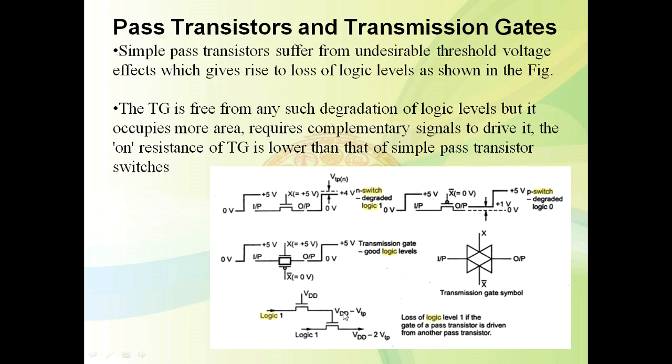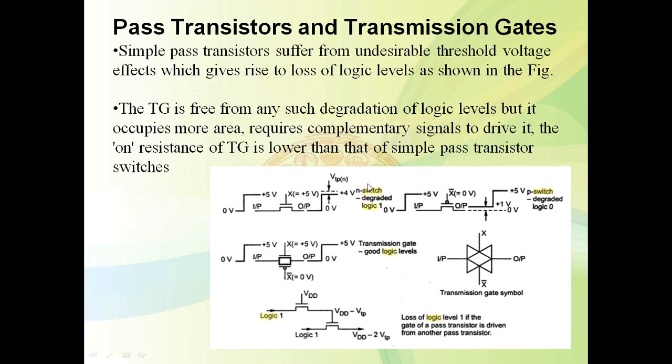So another case here: in this case one transistor is driving another transistor. In this case also the output voltage is going to be degraded. Here it is logic 1 and it is driving another transistor. So what we are expecting here is output voltage equal to VDD, but it is not like that. Here you will get a degraded 1.